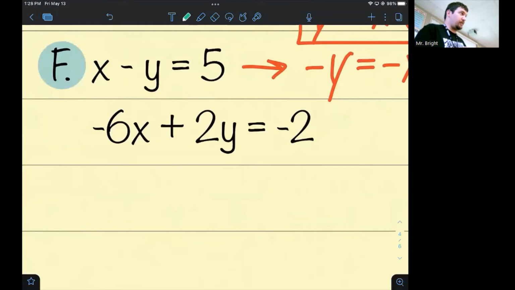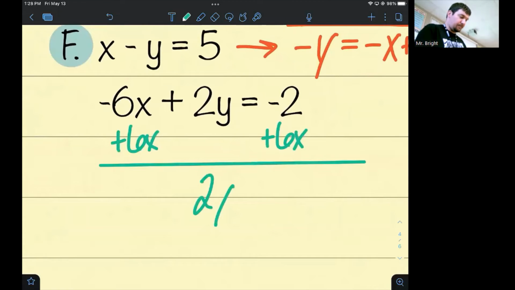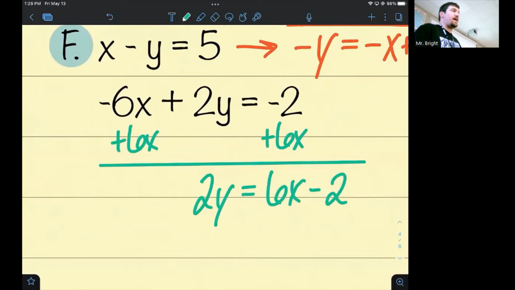Now you move the 6x over the other side, it becomes positive 6x. I agree with that. What you forgot to do was divide the 6x by 2. So that's going to give us 2y equals 6x minus 2. When you divide everything by 2, what do you get, Carson?